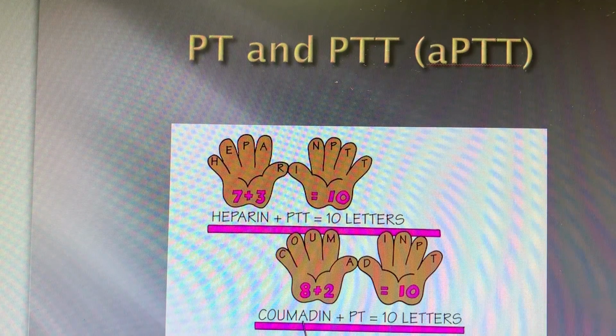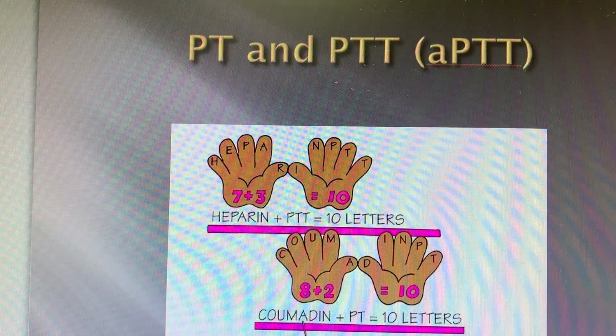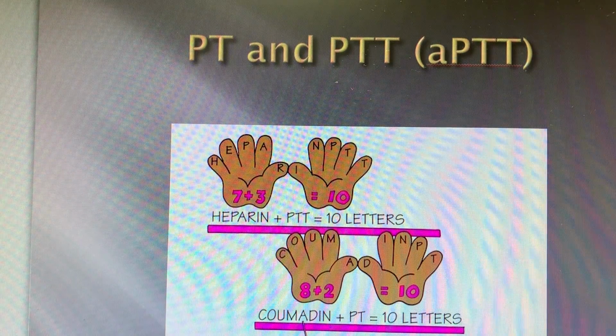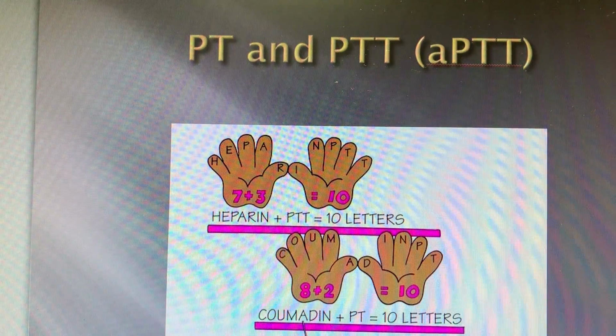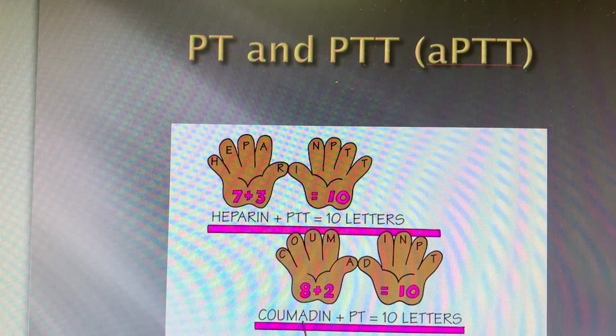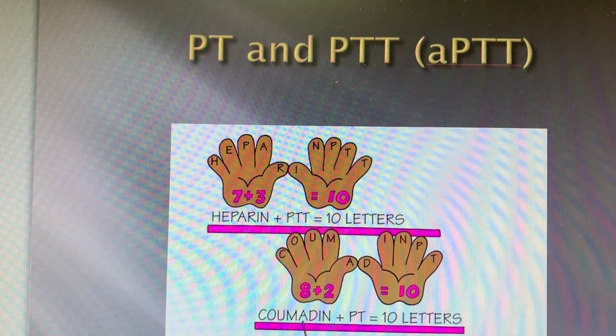We tend to speed things up in laboratories by adding some thickeners. And so if it is speeded up, it's called an activated PTT or an APTT. On the other hand, Coumadin has 8 letters. And so if you want to make up your other 2 fingers, you can remember PT, prothrombin time.